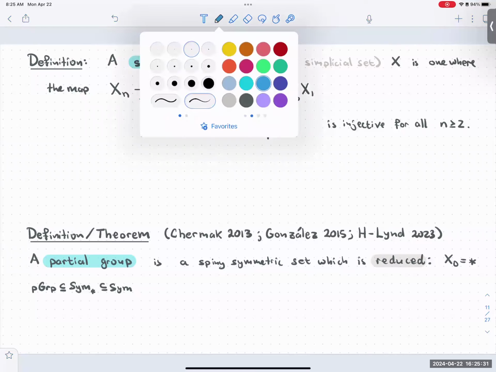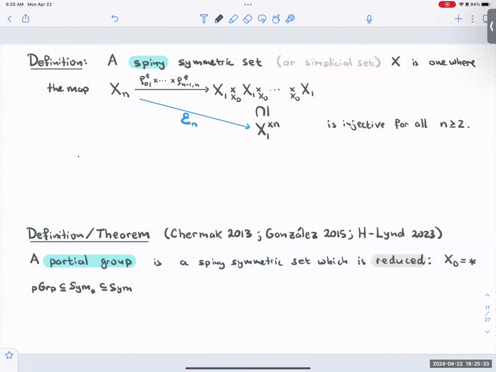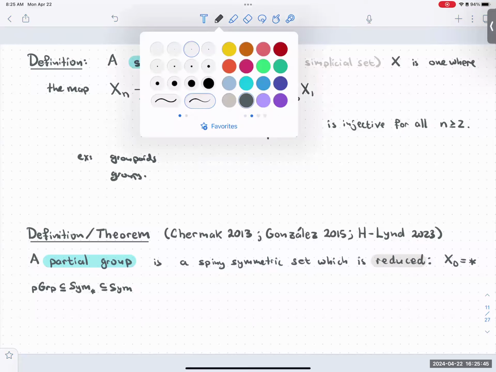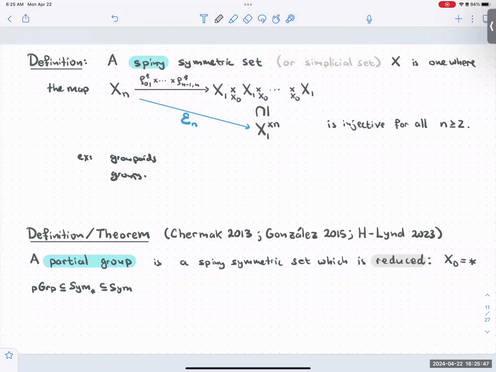And examples here would of course include groupoids, since that top map is actually a bijection, or groups, but more stuff than just that. And you could also have categories if I'm doing the simplicial set version, or partial monoids. But that's spininess, or edginess, if you want.